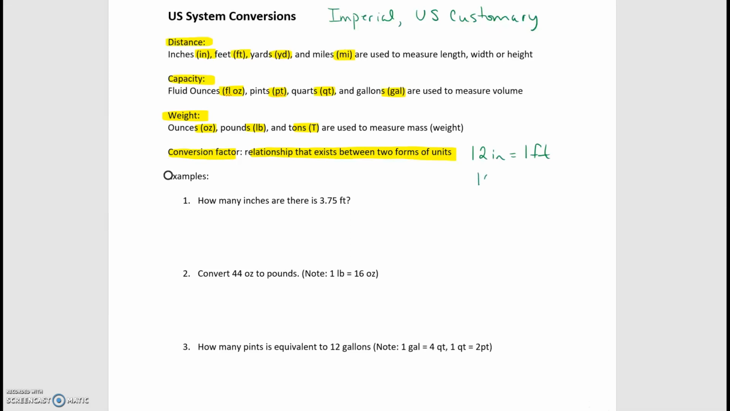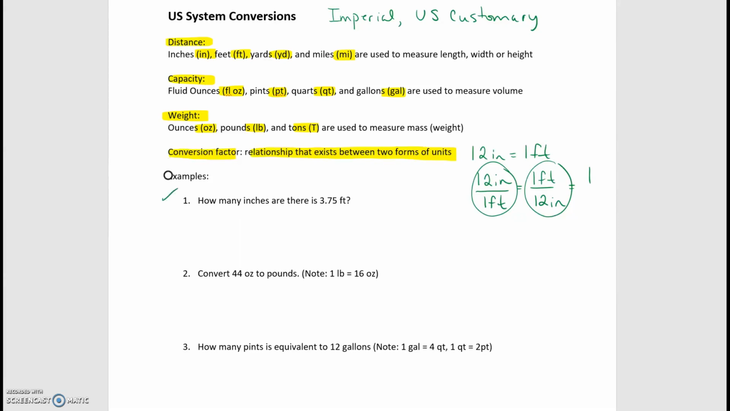In other words, 12 inches over a foot is equal to a foot over 12 inches, which is equal to a value of 1. In other words, I can now multiply by either this fraction or this fraction, and I won't change the actual value of that quantity, but I will be able to create a new unit for it. So let's look at what this means.